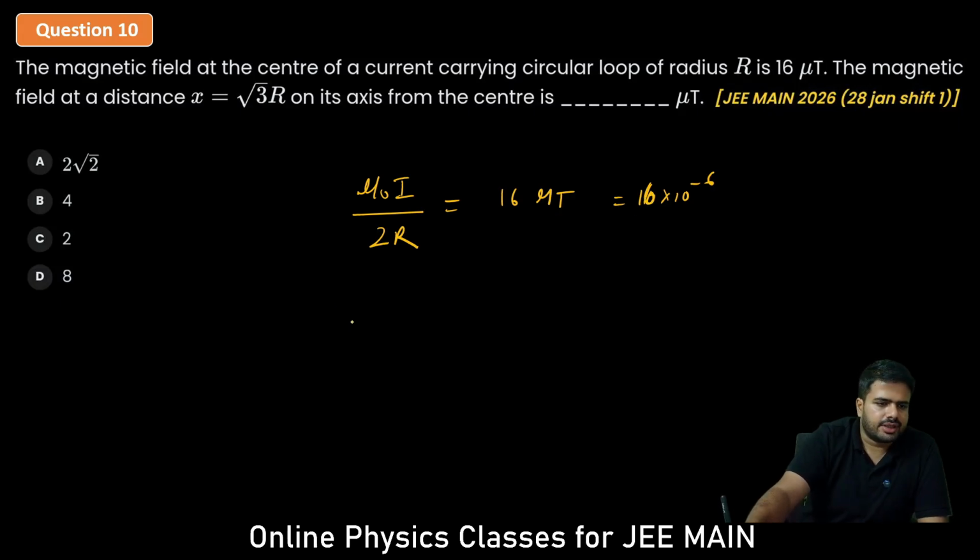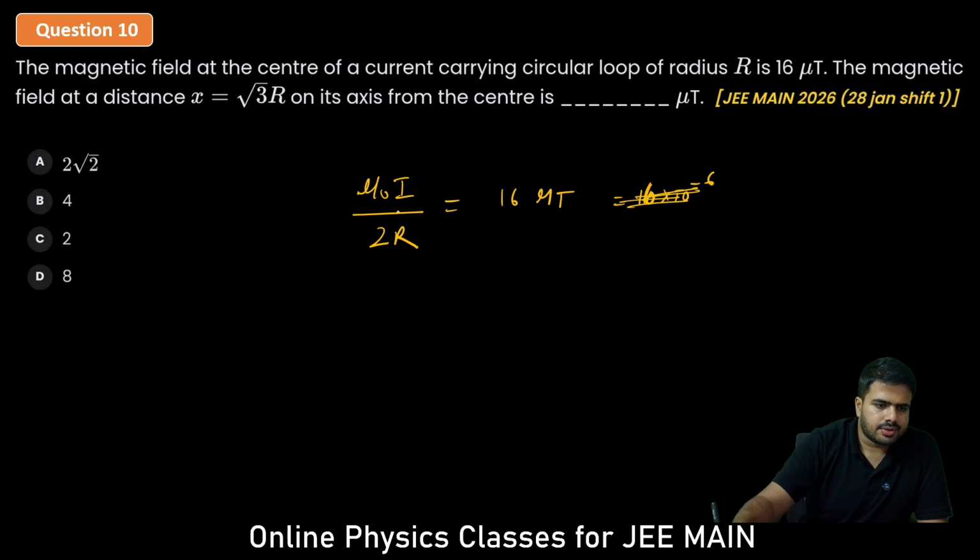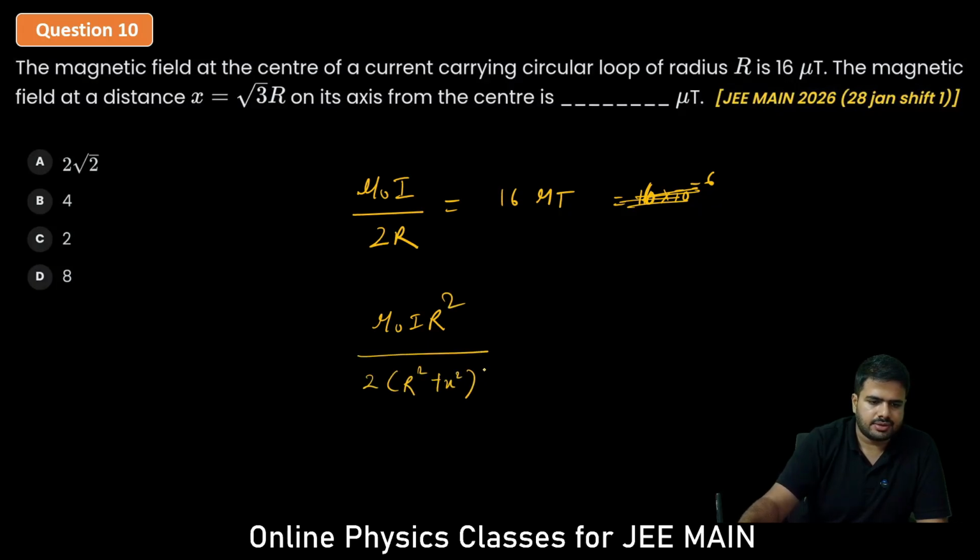The magnetic field at a distance x equal to root 3r from the center is how many microtesla? We can write this in microtesla only, no need to change it. At the axial distance, what is the formula? We have mu naught I r square by 2 into r square plus x square to the power of 3 by 2.